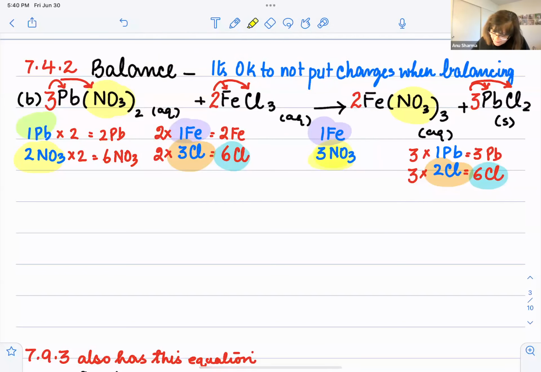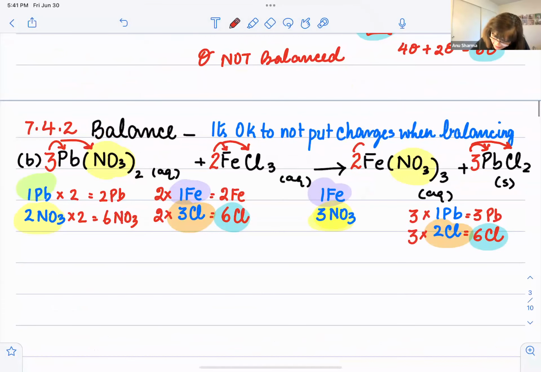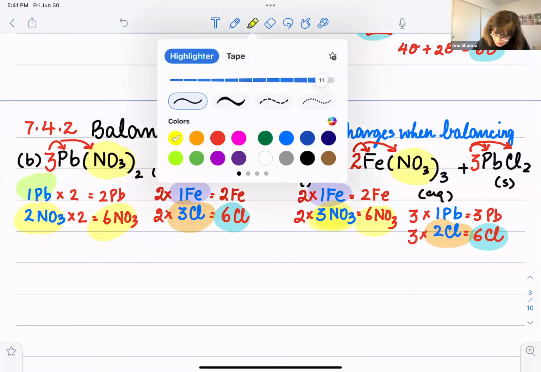Okay. All right. So this 2 applies to nitrate and this 2 applies to iron. So 2 iron and 2 nitrate. So this gives you 2 Fe and 6 nitrate, NO3. Okay. So we see here 6 nitrates and 6 nitrates. Next, the chlorines were balanced. Chlorines are balanced. Next, look at the iron.